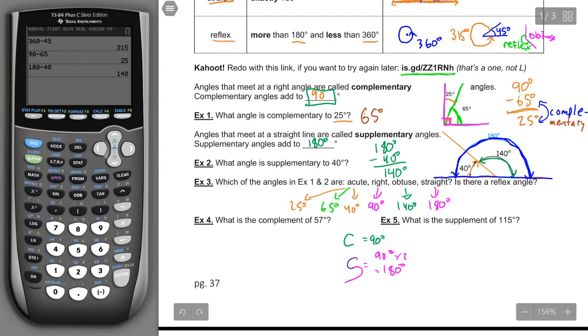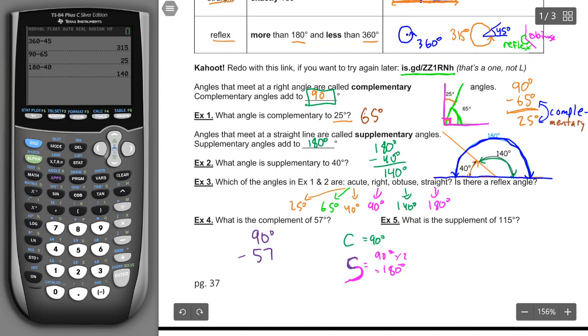So that's a memory trick. If you're having trouble remembering complementary versus supplementary, just think that a supplementary is literally two complementary angles stuck together to make an S, which stands for supplementary. Okay, so what is the complement of 57?